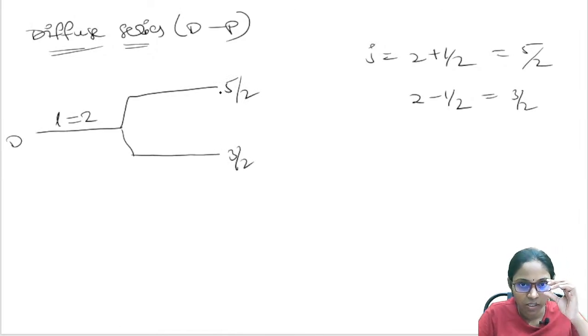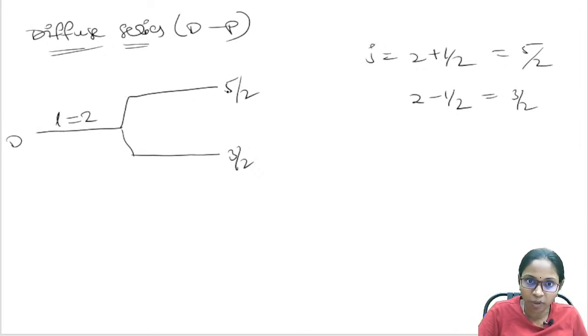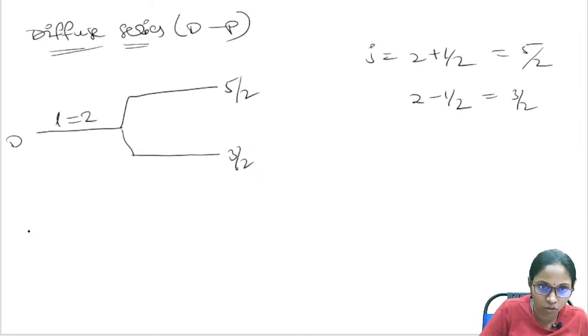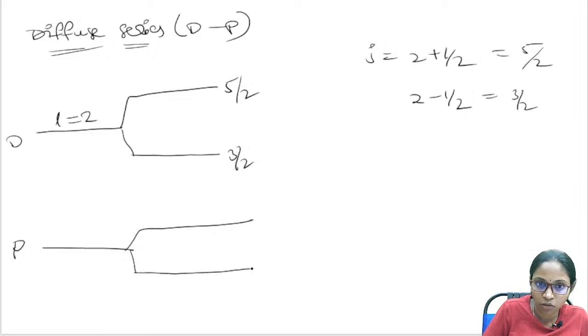Always take the higher J value for the upper orbit and the lower J value for the lower orbit, and write the splitting of the orbital for P orbit. L value is equal to 1. Here we have 1 by 2.